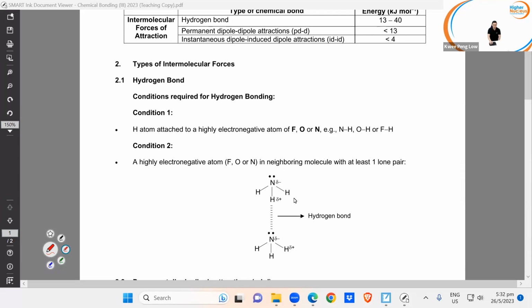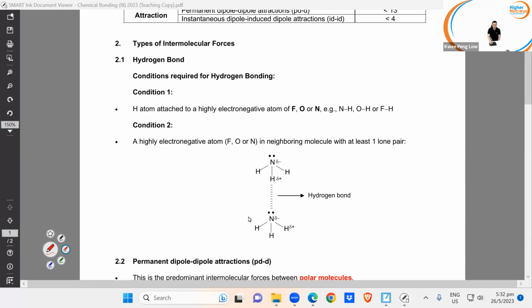Molecule number one, satisfying condition number one, you see an H attached to N. So on the N, you put a partial negative. On the H, you put a partial positive. On the second molecule, it must satisfy the second condition. Second condition, I see an N here with a lone pair. So when the delta plus H attracts the lone pair, this is termed hydrogen bond.